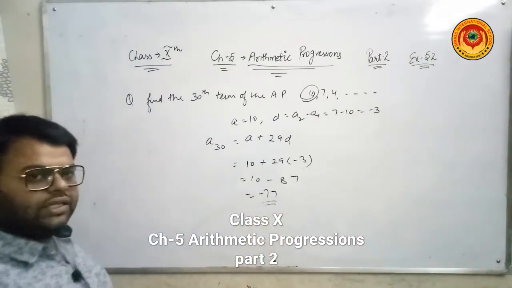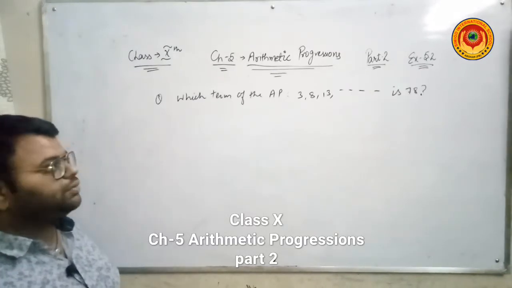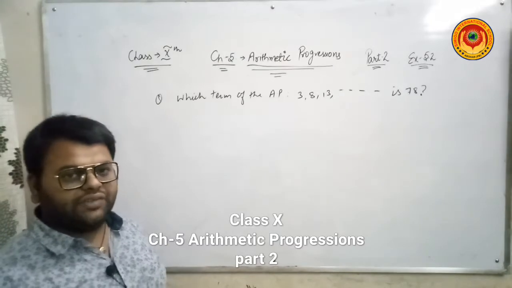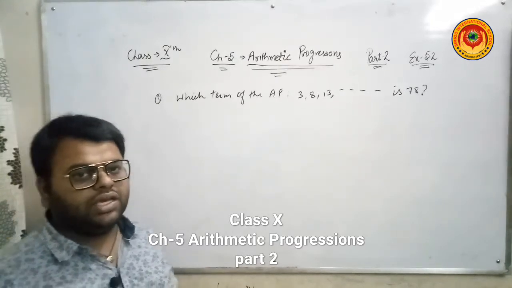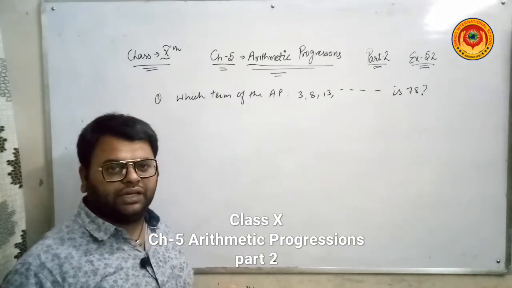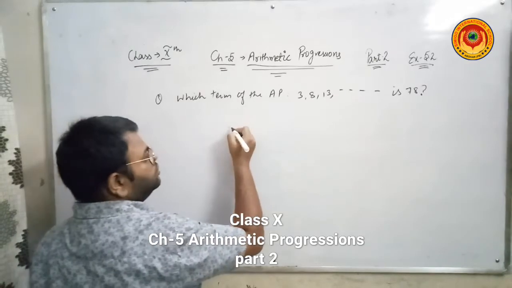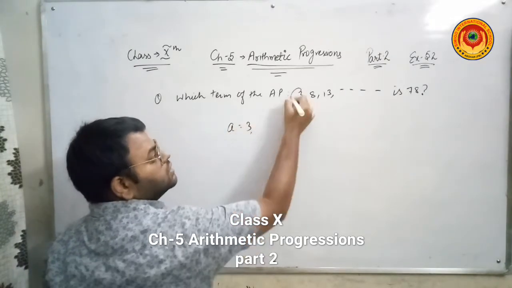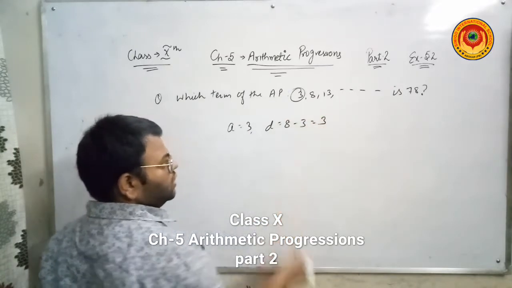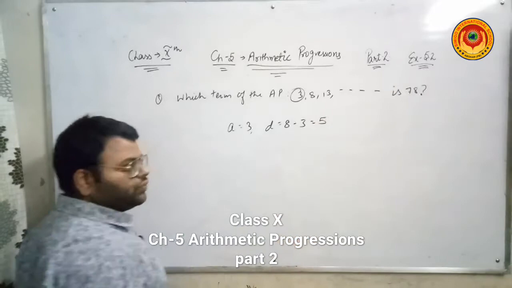So what's the answer of a30? Minus 77. Now the next question: which term of the AP 3, 8, 13 and so on is 78? Which term of the AP will be 78? If we find out how many terms are in the AP, then it's easy to say which term is 78. Okay, so a is 3, the first term of the AP is 3. What is d? Common difference, second term minus first term: 8 minus 3, you have 5.